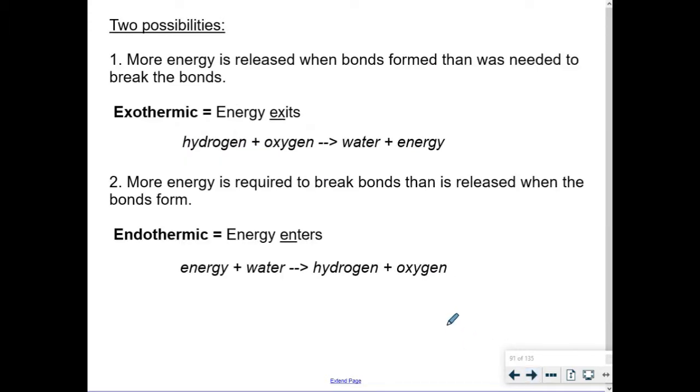Okay. So here's a summary then of what we just discussed. The two possibilities, hopefully it's clear. Exothermic, you lose energy. Endothermic requires energy. Is that more or less review? A little, maybe a few additions here.